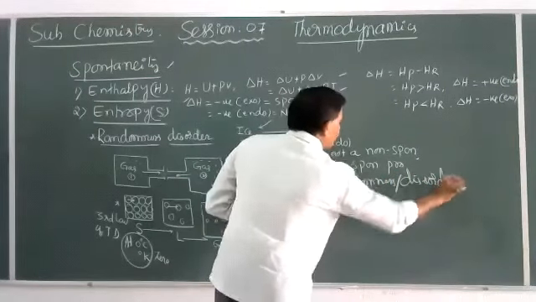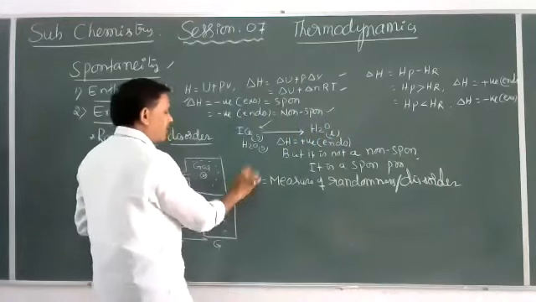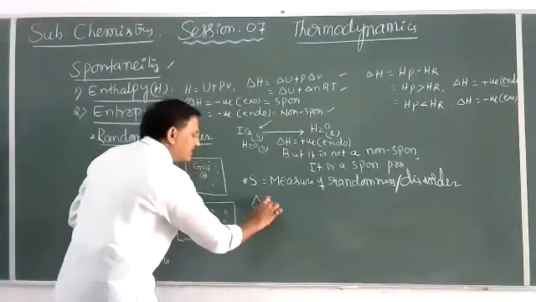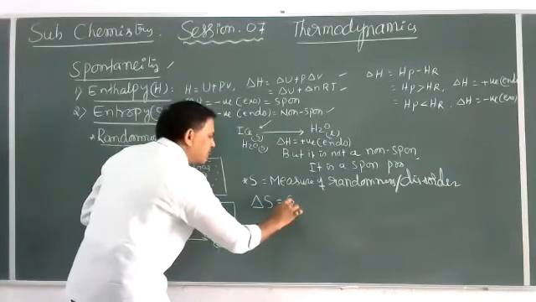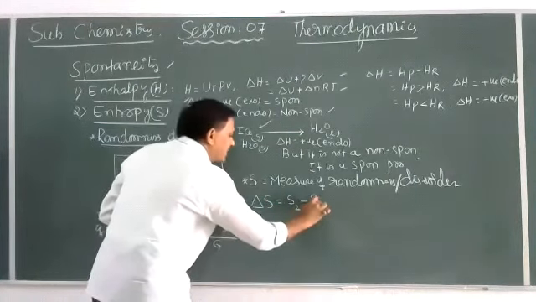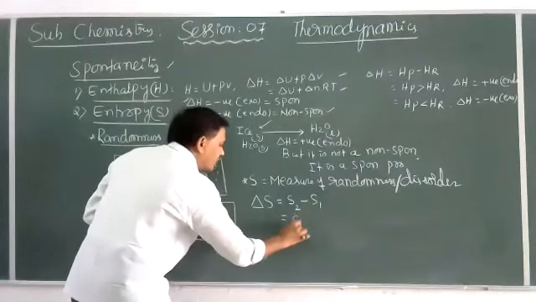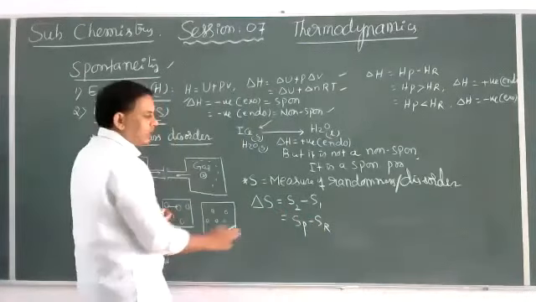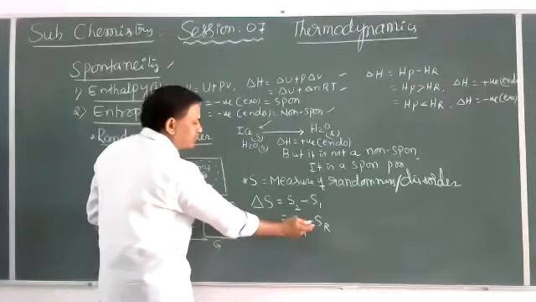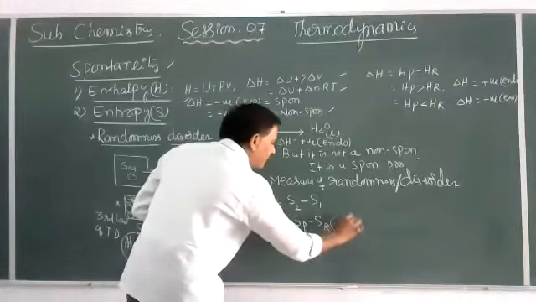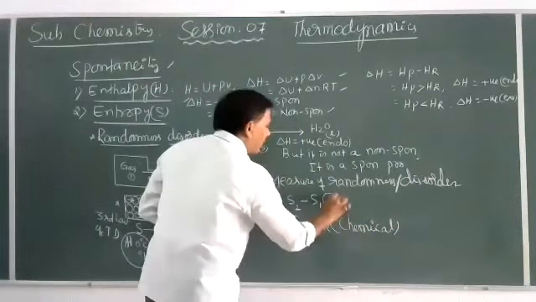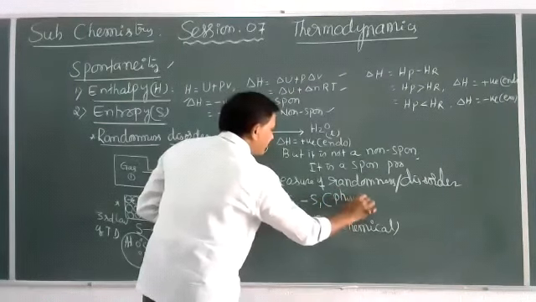Disorder is called entropy. Here the change in entropy is denoted by the symbol delta S. In a physical process, it is S2 minus S1. In a chemical process, we can use S_P minus S_R, the entropy of the products minus the entropy of the reactants. So this is for a chemical process, and this is for a physical process.